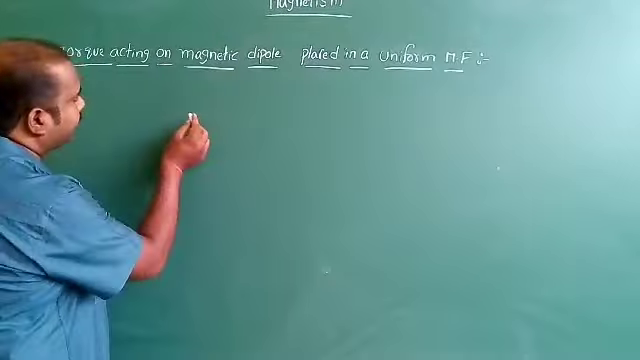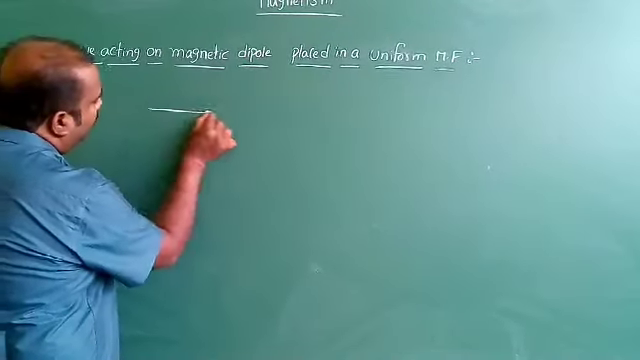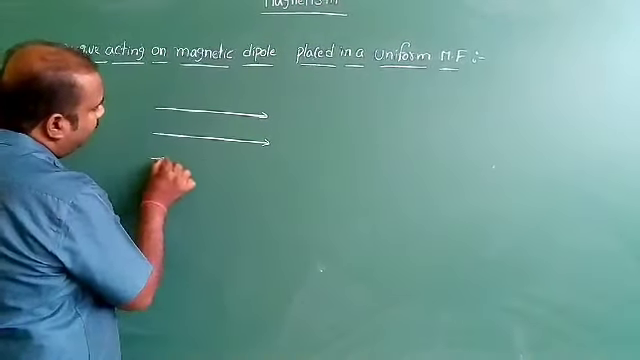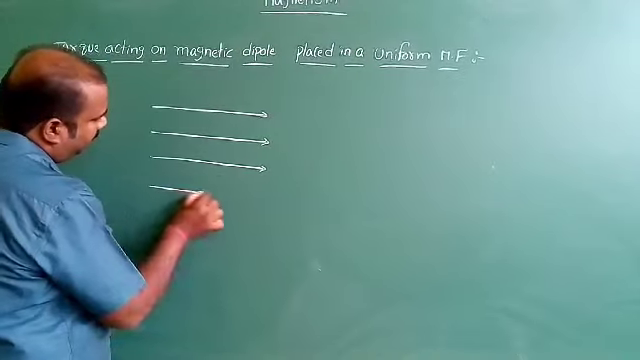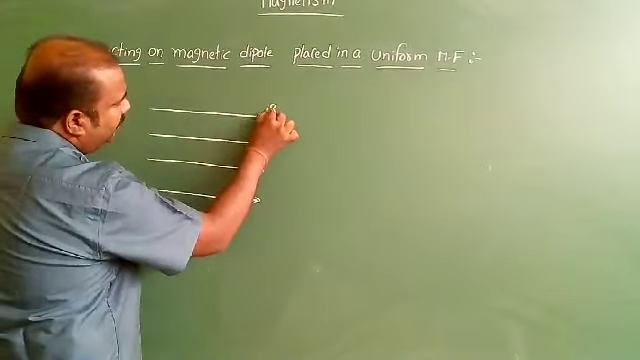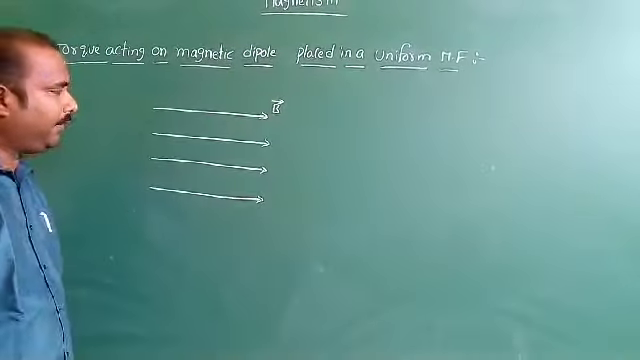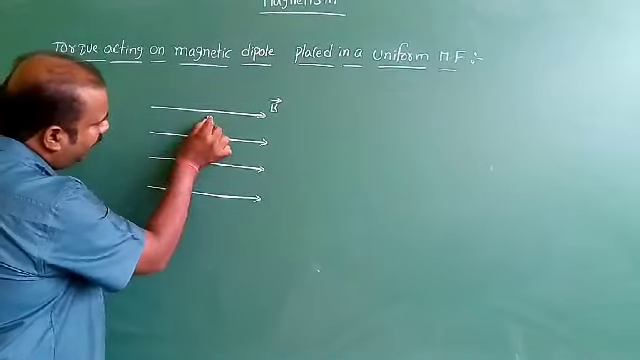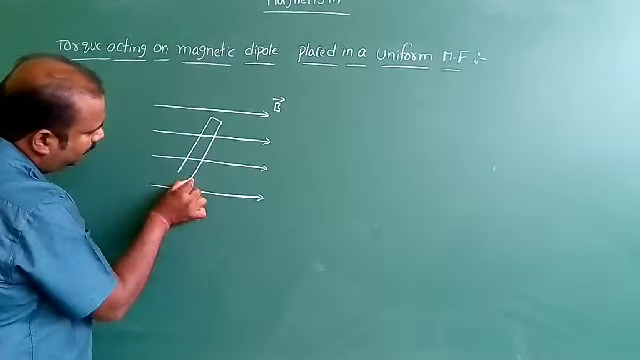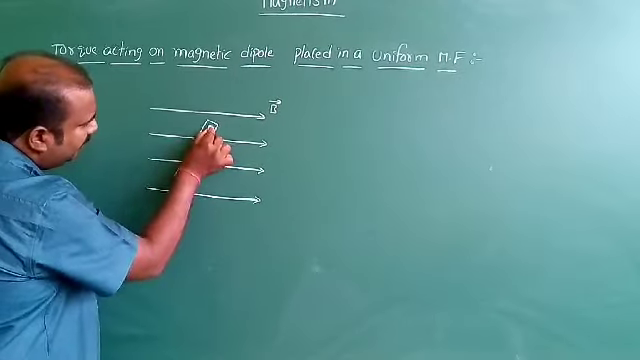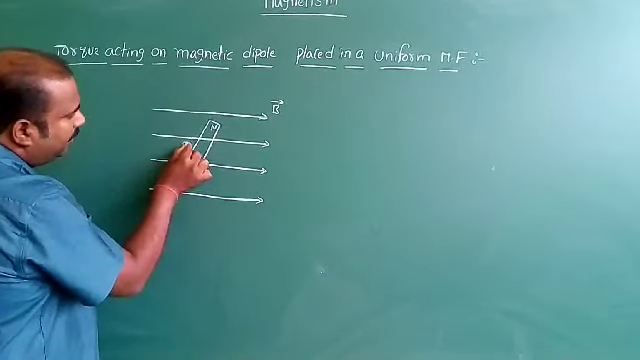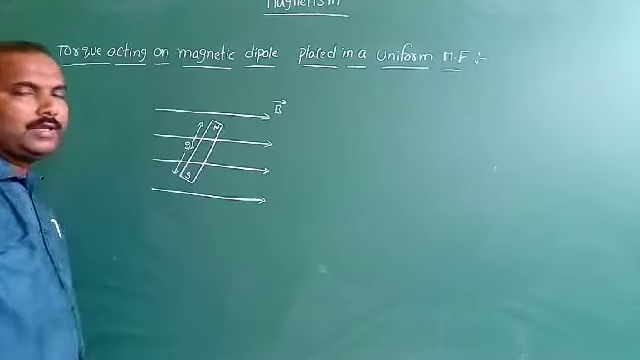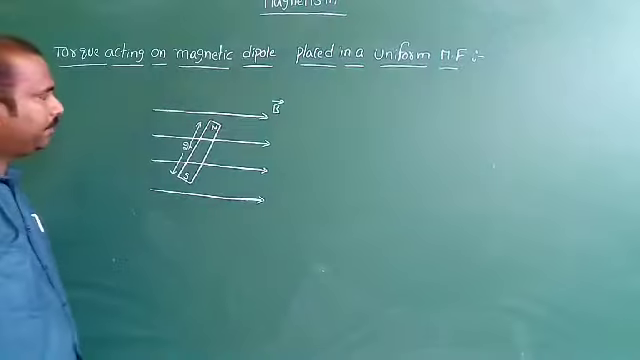See, this is the uniform magnetic field. Its value is B bar, uniform magnetic field. In this uniform magnetic field, I am keeping one bar magnet. This is south, this is north. The length of this bar magnet is 2L.